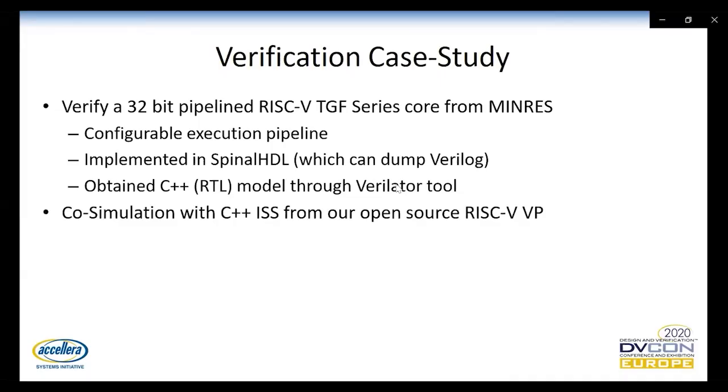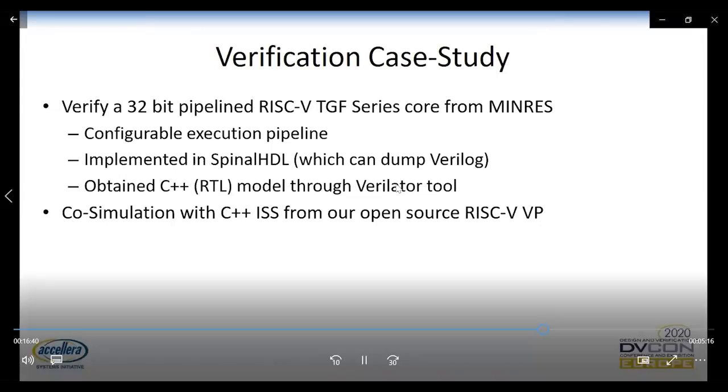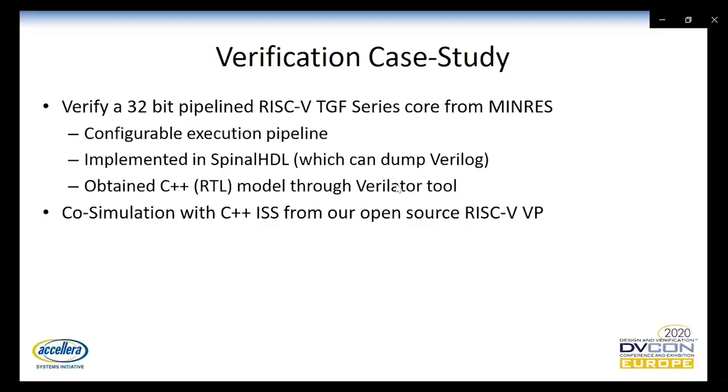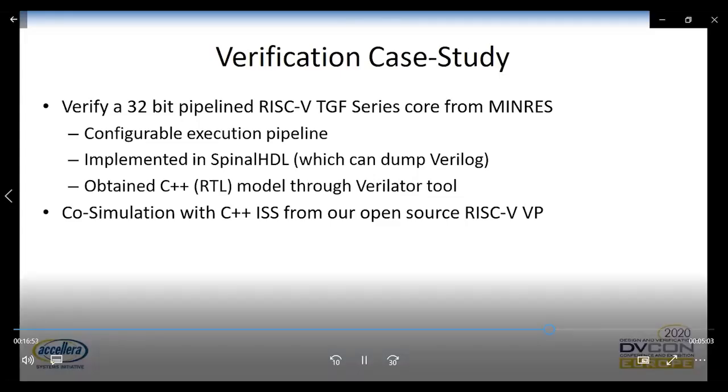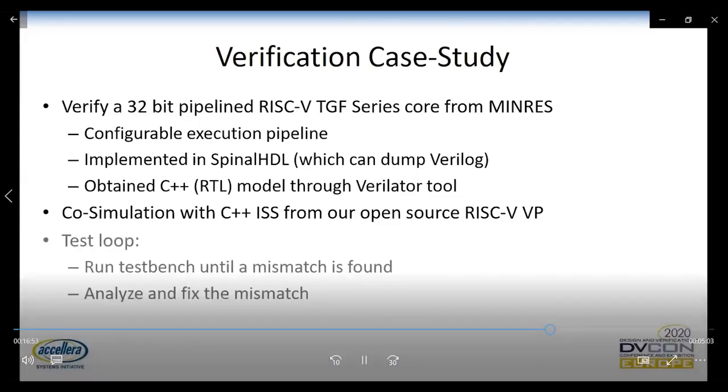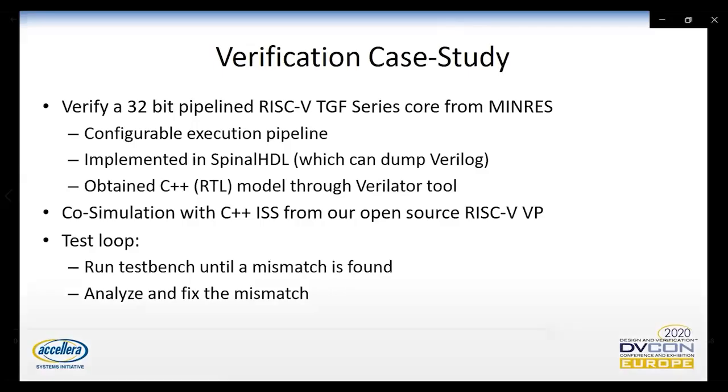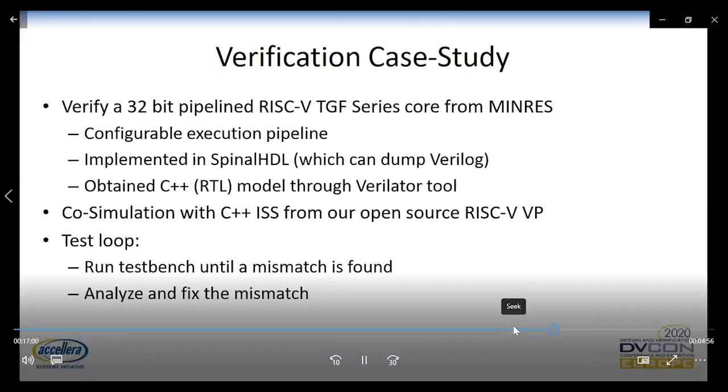SpinalHDL provides an option to generate a Verilog description. By using the Verilator tool, we obtain a C++ RTL model from the Verilog code. Then we have integrated the C++ ISS of our open source RISC-V virtual prototype in a co-simulation with the RTL model. The test loop involves two steps that are continuously repeated. The test bench is executed until a mismatch is found, then the mismatch is analyzed and bugs are fixed. Besides the bugs, I will also briefly report on the obtained execution metrics in the following.